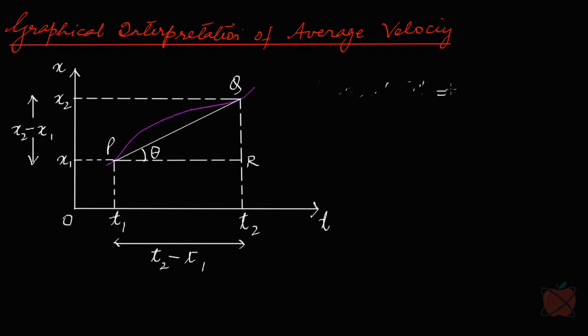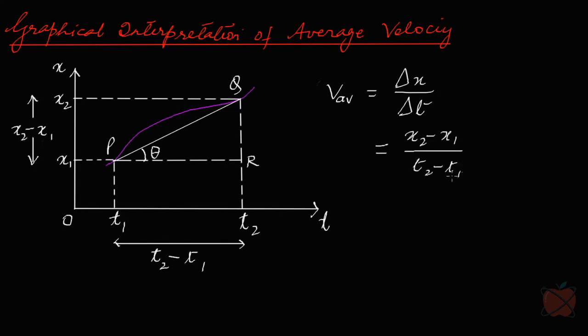How do we define average velocity? Average velocity is nothing but displacement divided by the time interval. So here, average velocity is displacement, delta x by delta t. And what is delta x? Delta x here is x2 minus x1, and delta t here is t2 minus t1. That is how we define the average velocity, is it not?